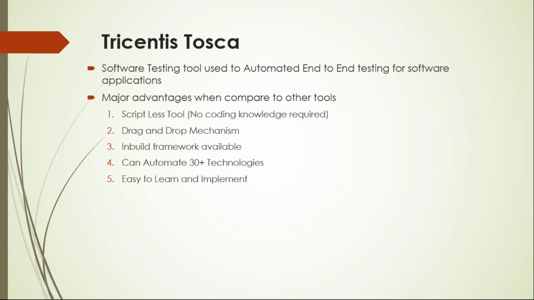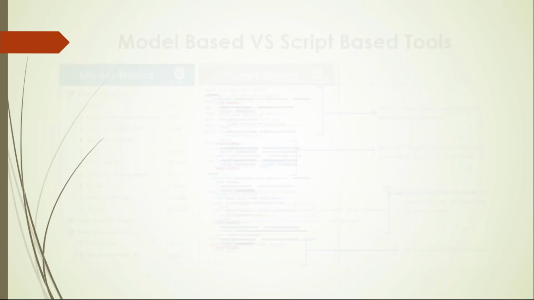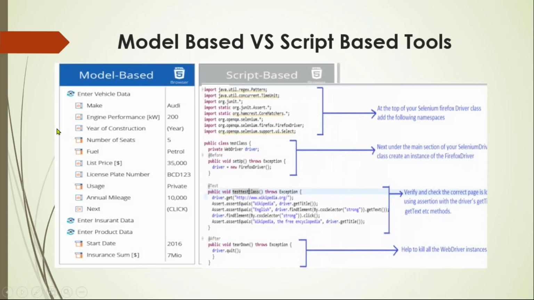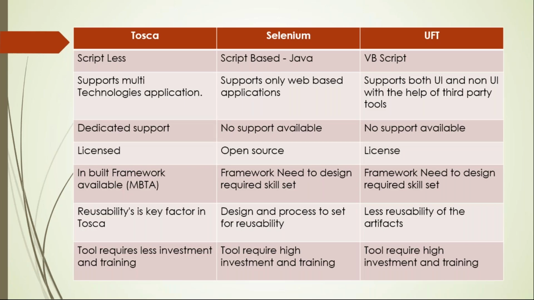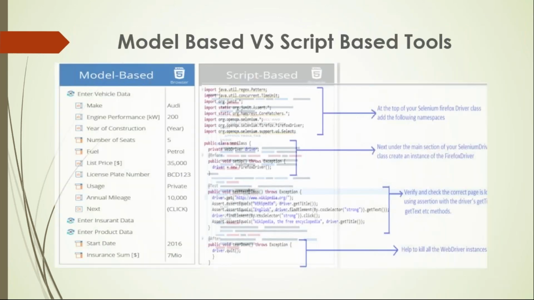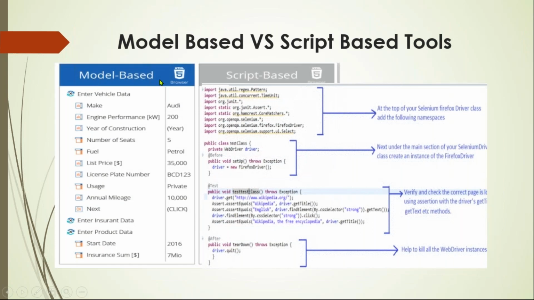These are the advantages of using Tosca when compared to other tools. I'll just show you one picture of how this tool looks in the field. You can see the left side, which is called the model based approach, using Tosca. And the right side is the script based approach, using Selenium. The left side looks and feels good because I don't need to spend a lot of time understanding it. This is the difference between model based and script based, because you don't need to write any coding.